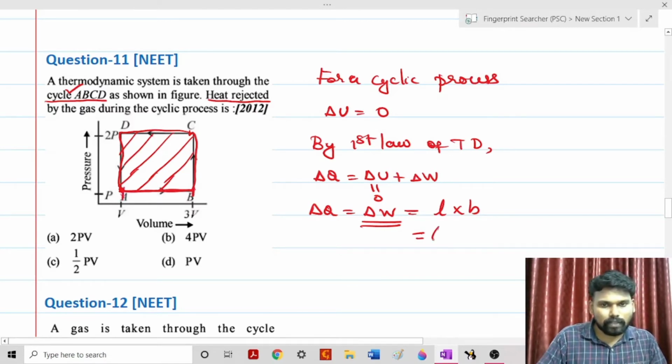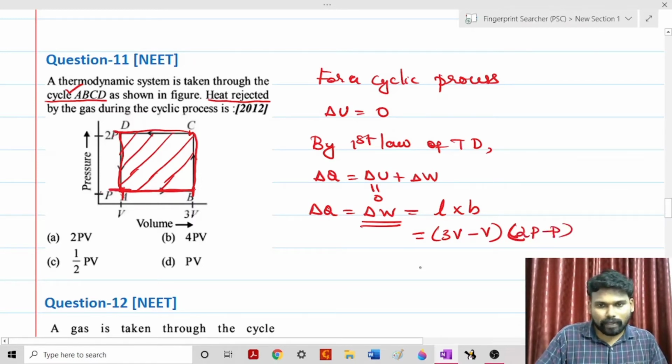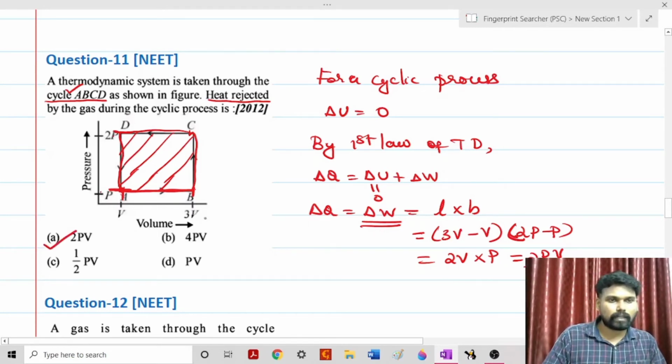So it is 3V minus 2V. Sorry, minus V. Into what is the breadth? Breadth is this height. What is that? 2P minus P. So it will be V times 2P minus P is P. So it will be 2PV. 2PV will be the heat rejected and delta W is the work done. So here in a cyclic process both are equal. Heat is equal to work done. So 2PV is the answer. Option A is the correct option.